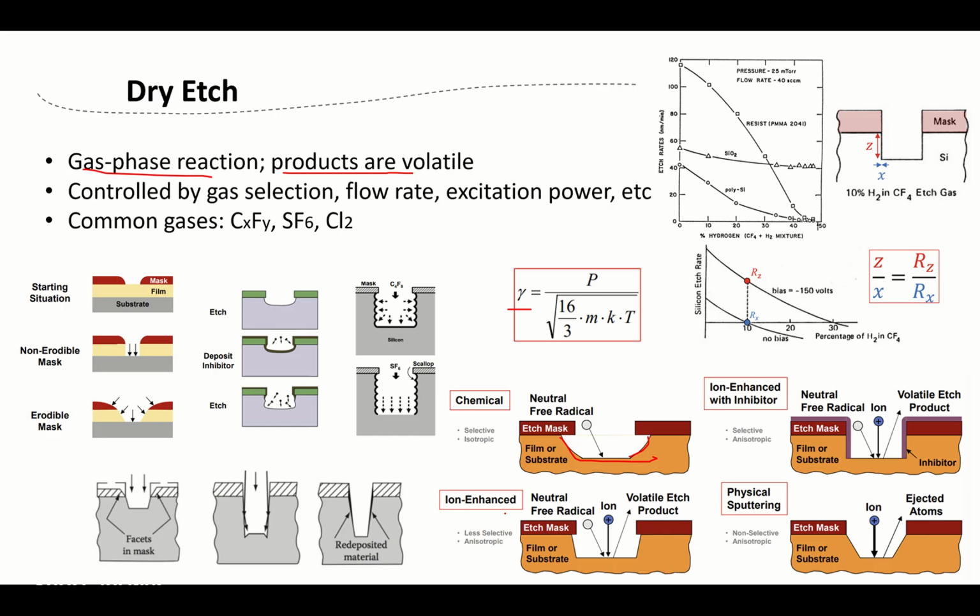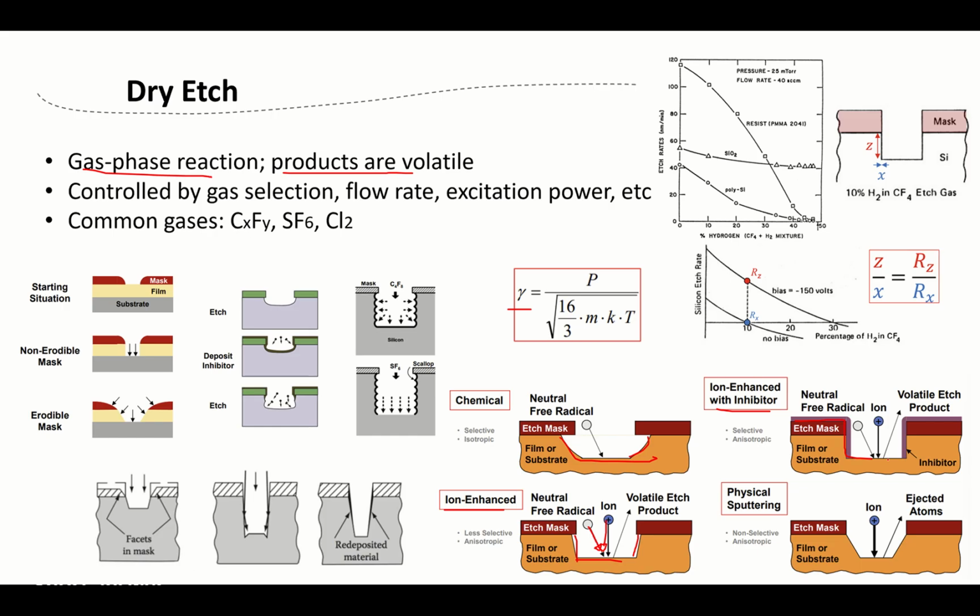If you increase the voltage bias, which is ion enhancement, then not only the neutral free radicals but also ions will be involved, which means ion bombardment. It will be less selective but more anisotropic, so you will have a better vertical sidewall.